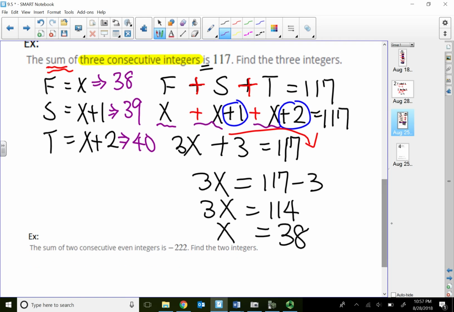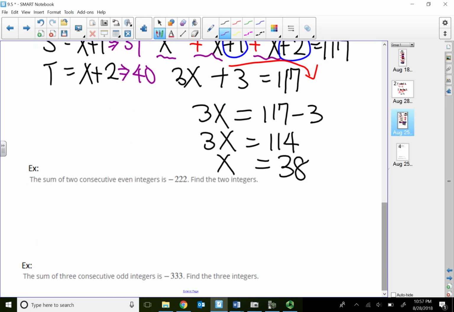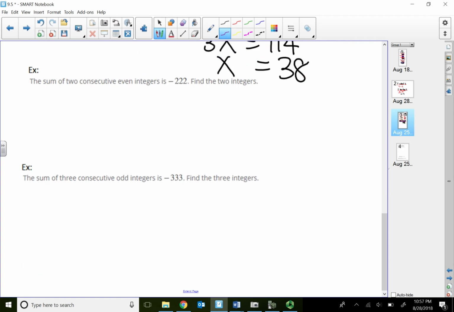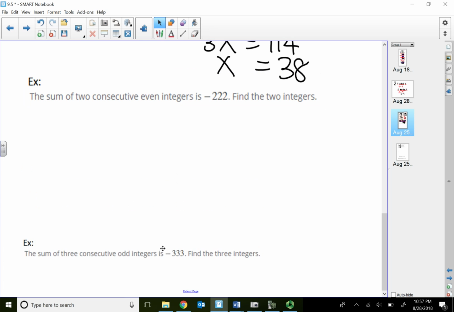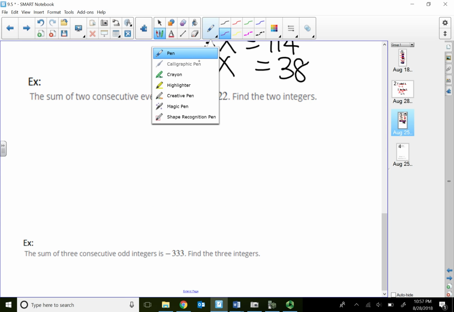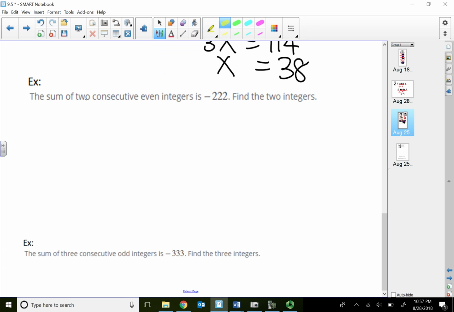All right, let's take a look at this one. Okay, I got this one here: the sum of two consecutive integers. So this time I'm only dealing with two integers. Two consecutive, what kind of integer? Even integers. So that's the word I'm going to highlight, the word even. Okay, so I have the first even integer and the second one.